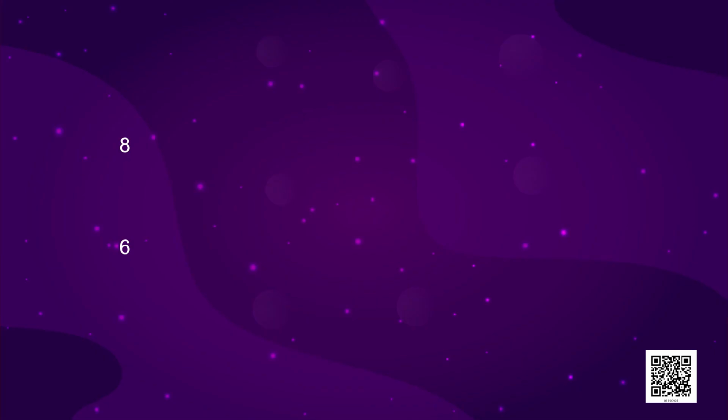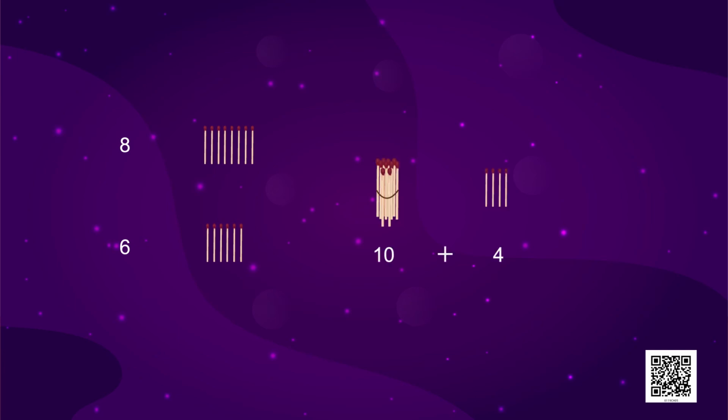So first, let's make some sticks. 8 sticks for 8 and 6 sticks for 6. Now group 10 sticks together and count the remaining ones. 1, 2, 3, 4. So the number will be 10 plus 4 equals 14.